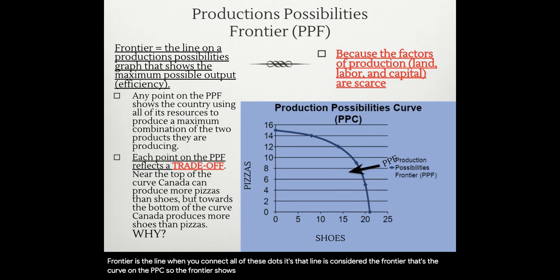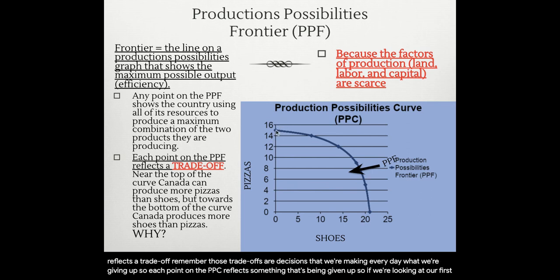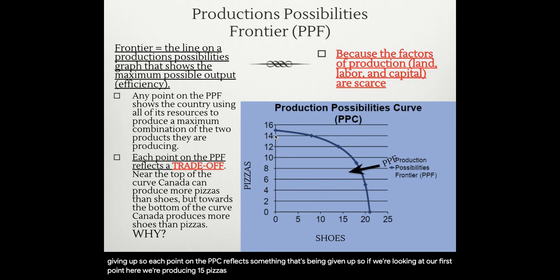So the frontier shows us the line of the production possibilities graph of all the maximum possible outputs. So this is when an economy is being fully efficient. Each point on the PPF also reflects a trade off. Remember, those trade offs are decisions that we're making every day, what we're giving up. So each point on the PPC reflects something that's being given up. If we're looking at our first point here, we're producing 15 pizzas, but we're not producing any shoes. Our shoes would be our trade off. We're producing pizzas, but we're not producing any shoes. So that would be the trade off.